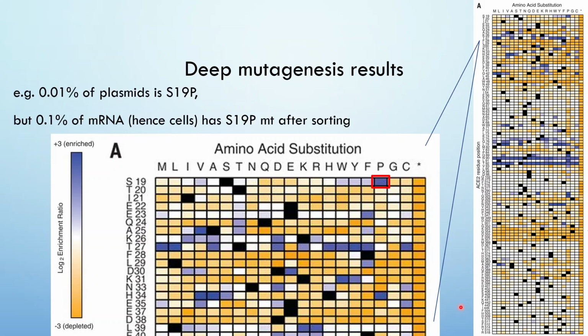So to understand this, for example, if 0.01% of the plasmids contain this S19P mutant, but after cell sorting, 0.1% of mRNA, 10 times more of the mRNA and hence cells has this S19P mutation, it is higher in frequency and hence it is enriched, and it's shown here in blue. And yes, I hope this makes sense. So this is fundamentally how deep mutagenesis works.